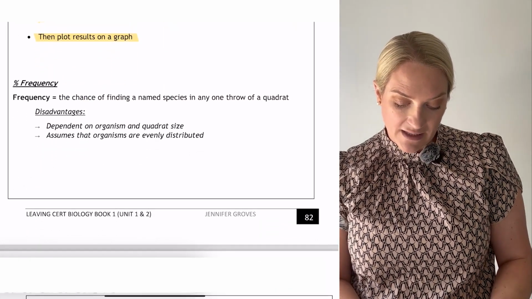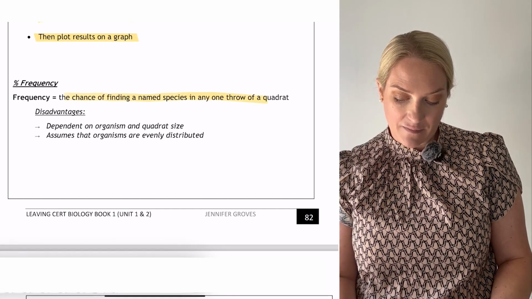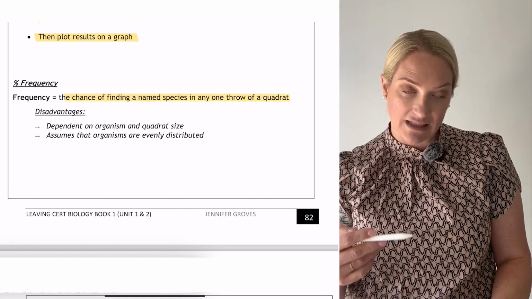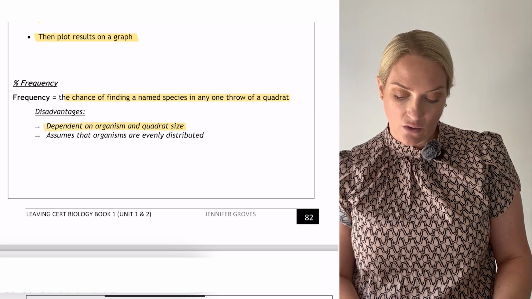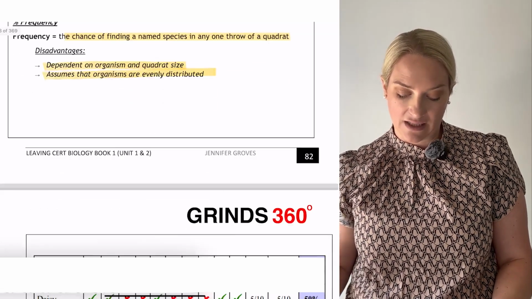So percentage frequency is the chance of finding a named species in a throw of a quadrat. A disadvantage can be that it is dependent on organisms and quadrat size, or it can assume that organisms are evenly distributed.